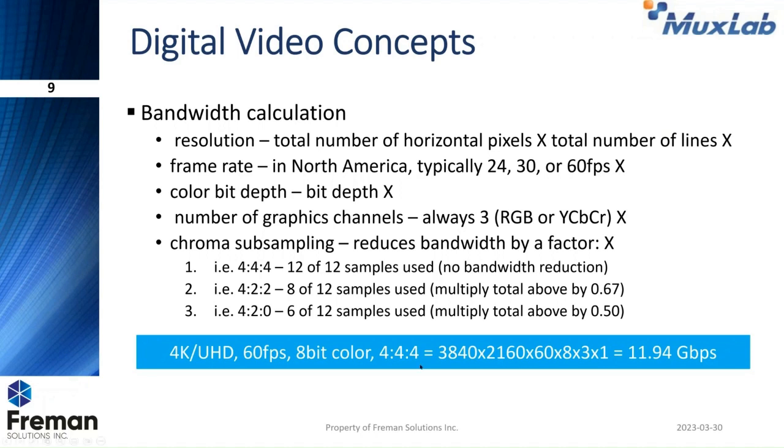And let's see an example of a calculation here at the bottom. 4K UHD signal. 4K UHD means 3840 by 2160 pixels at 60 frames per second. So I multiply by 60. 8-bit color, I multiply by 8. 3 because there are 3 graphics channels, and 1 because it's a 444 signal, so no chroma subsampling bandwidth reduction. And look at the number, 12 gigabits per second.